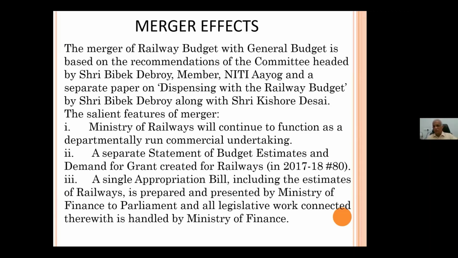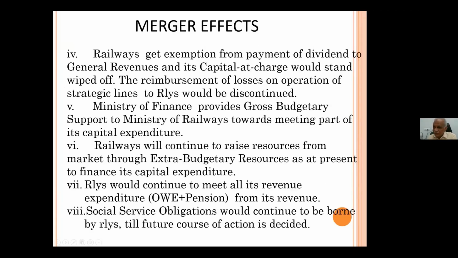Previously, for revenue there were 15 demands, and for capital expenditure one demand. But now there is only one demand. Under that, there are only the revenue segment and the capital segment. These are the two details it will have. Now, a single appropriation bill only, this I already told. Then railways are exempted from payment of dividend to general revenue. Previously, when budget support was given by the central government, we used to pay a certain dividend back to the Government of India. But now that dividend is not there because our railway budget has been merged with the general budget. So there is no need to pay dividend, but we will continue to get budget support.